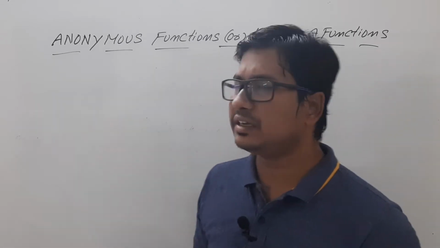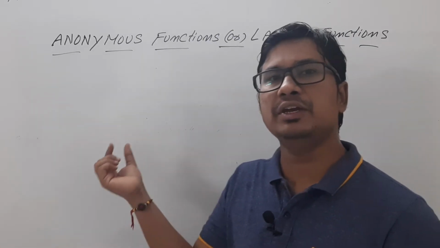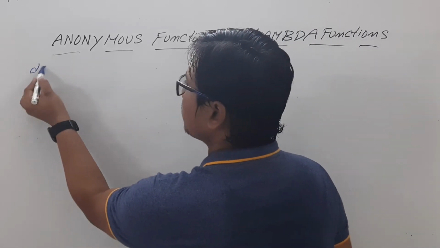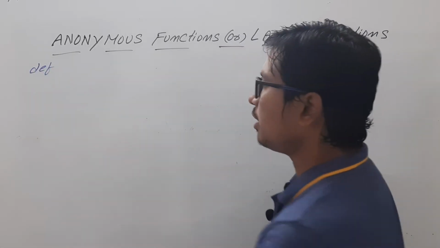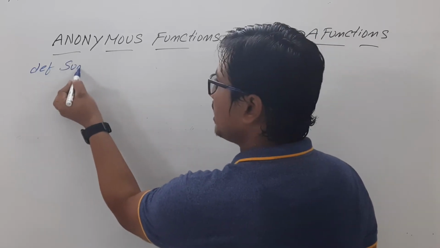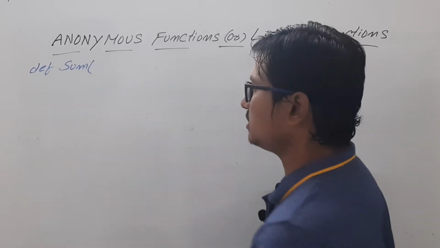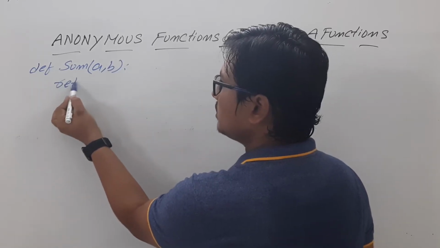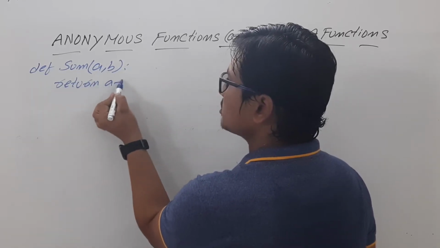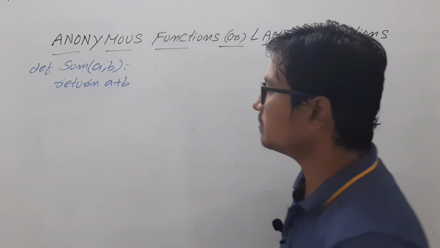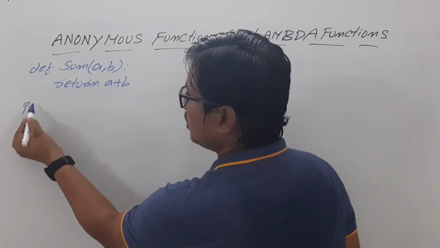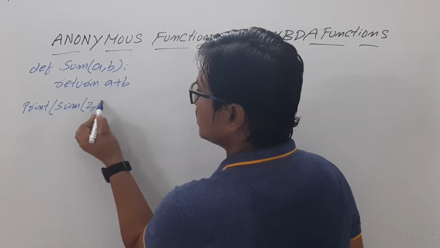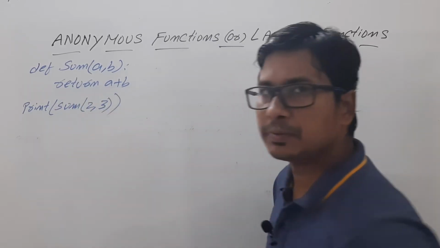We normally define a function with the help of a keyword called def. Let me write a simple function called sum. The def keyword I have used to define a function, and sum is the name of the function, and it is taking two parameters and it is returning the value a plus b. That's all it is doing. And then I am calling the sum function inside the print and I am displaying it.